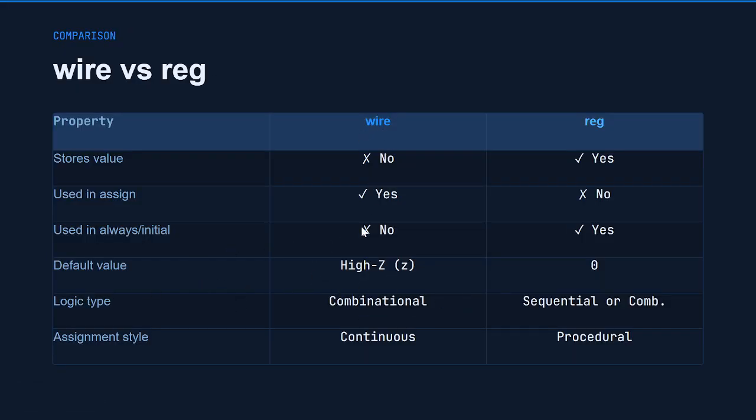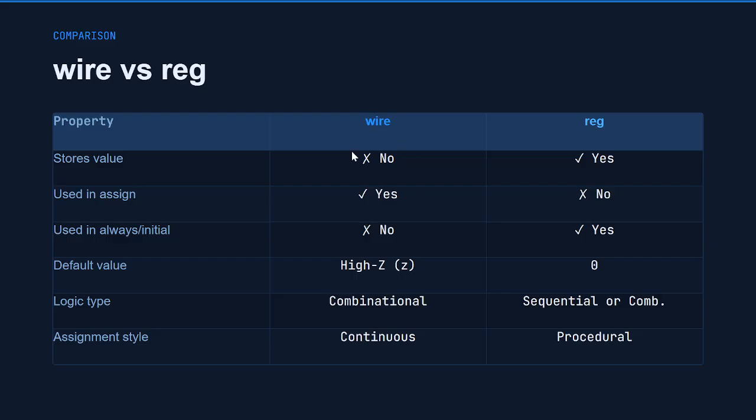The default value of wire is Z. I will explain about Z in later classes. And reg will be 0. Why? Because if you don't have any value inside a reg, it will be 0, or you can call it null. There will be no value until you update it.